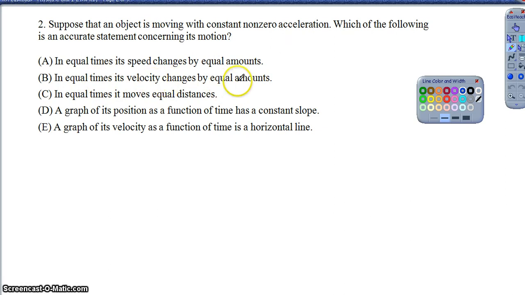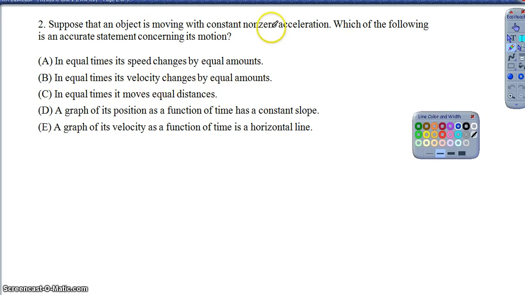B: In equal times, its velocity changes by equal amounts. Well, what's the definition of acceleration, right? If it's a constant acceleration, it is change in velocity over change in time. So in equal periods of time, if the acceleration is a constant non-zero number, then for every second of time, the velocity has to change by an equal amount. So this is actually true. This is our best answer for this one, which you could then make the argument with the speed as well, but we'll look a little more into that in just a moment. In any case, let's go through the others and make sure we're comfortable ruling this out.